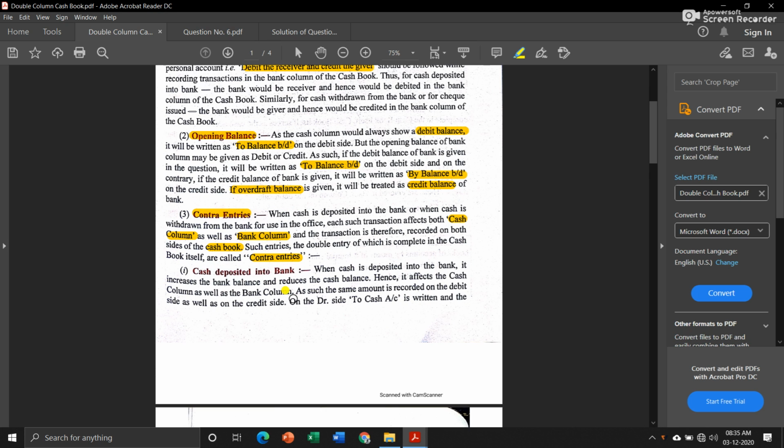Now let us see some contra entries. Cash deposited into bank. When cash is deposited into bank, it increases the bank balance and reduces the cash balance. Hence, it affects the cash column as well as the bank column. As such, the same amount is recorded on the debit side as well as on the credit side. Now, when we deposit cash into bank, cash is going out from the business, and according to the rule of real account, debit what comes in, credit what goes out.